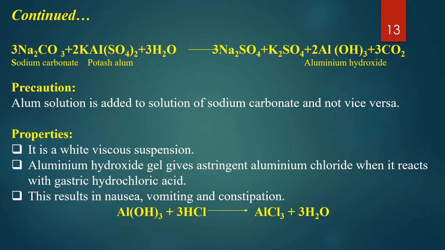Properties of aluminum hydroxide: it occurs as a white viscous suspension. Aluminum hydroxide gel gives astringent aluminum chloride when it reacts with gastric hydrochloric acid. It results in nausea, vomiting, and constipation. Aluminum hydroxide reacts with gastric HCl to form aluminum chloride and water.